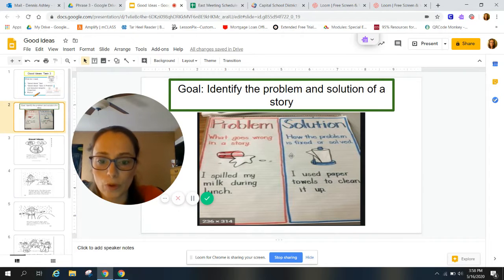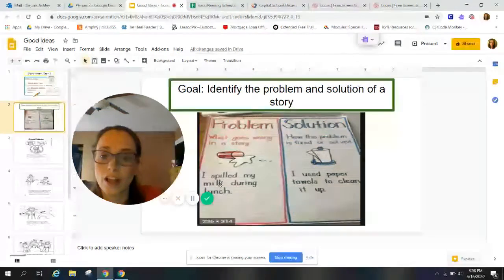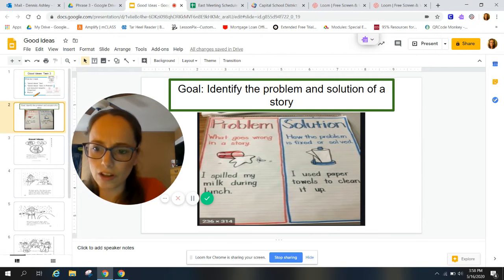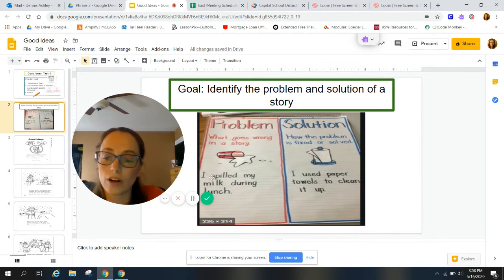So, for example, I spilled my milk during lunch. Well, it happens. I was talking to my friends and I just spilled my milk. But how are you going to solve that problem? Well, that would be our solution. I use paper towels to clean it up. So that would be a solution to your problem that you had. Well, same thing when we're reading our text. Sometimes we need to identify that problem solution. That's what we're going to do today.